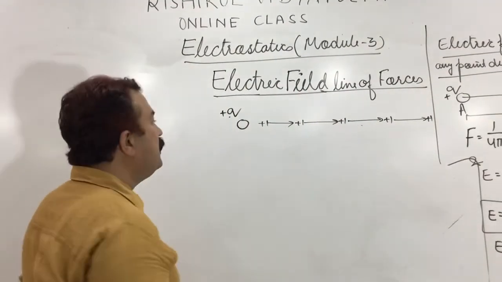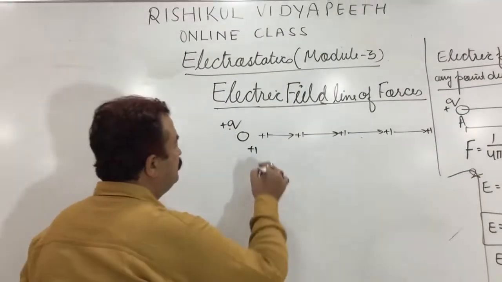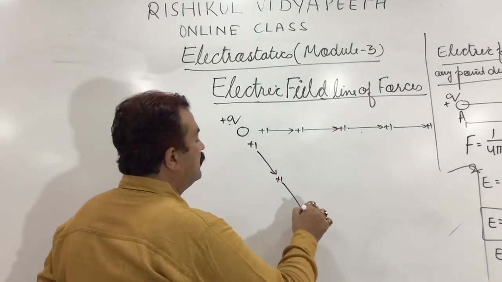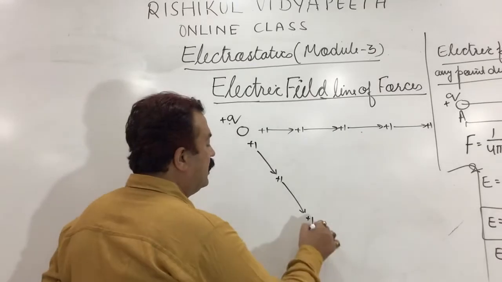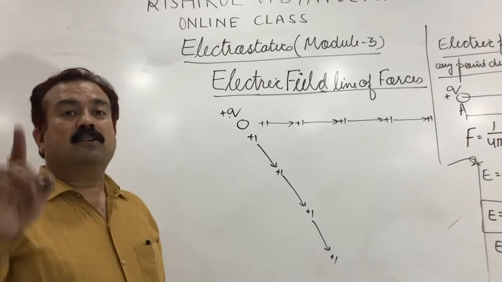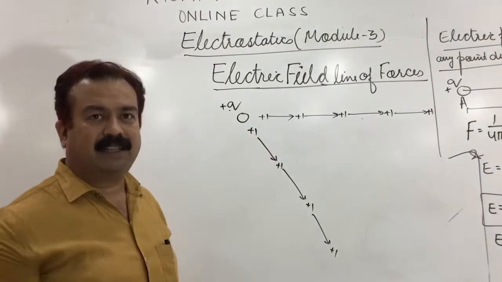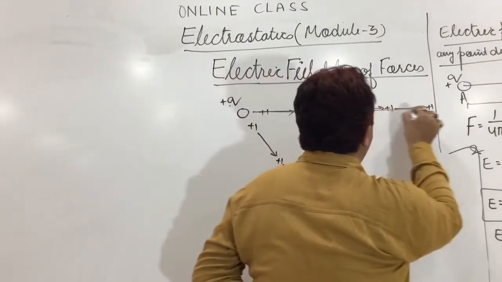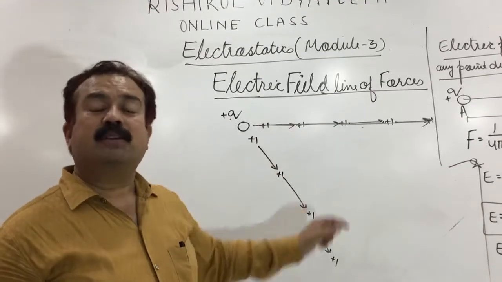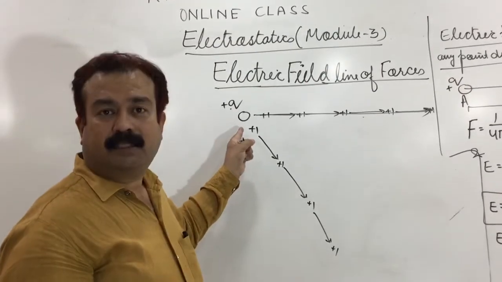So if we place a unit positive charge here, see, it will repel, again it will repel. So if I show with the help of an arrow the exact path of the movement of the test charge, then this arrow line shows the electric line of force due to the point charge.